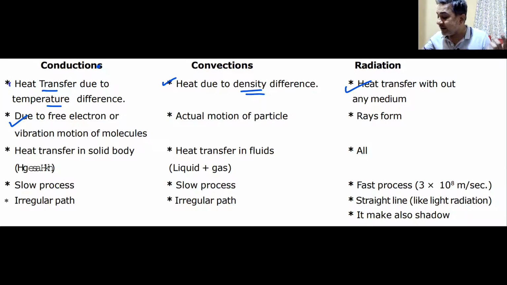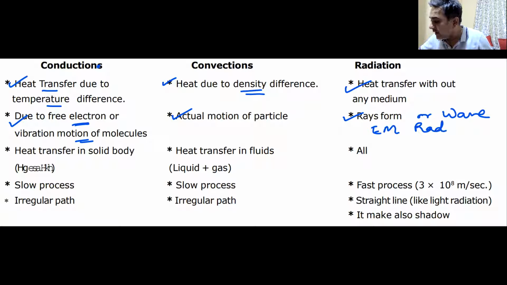How does the heat get transferred in conduction? Because of the collision of molecules, they do not move from one end to the other end, but energy gets transferred. Convection involves actual motion of particles. Radiation is in the form of rays or waves, electromagnetic radiation, EM waves. Have you heard the term electromagnetic radiation? Light is an electromagnetic wave, yes or no? Radiation is basically an electromagnetic wave. Do we understand this? Conduction takes place basically in a solid body. In liquids and gases, conduction is there, but it is very slow. Convection can only take place in liquids and gases.